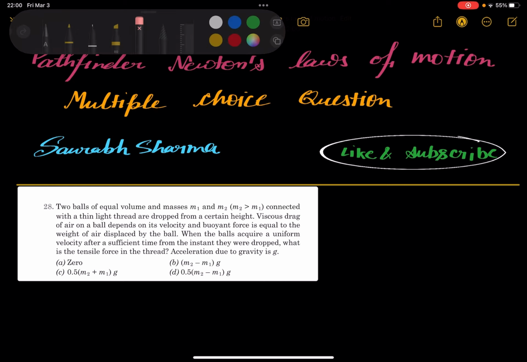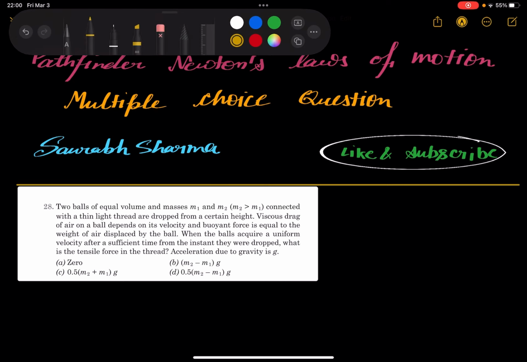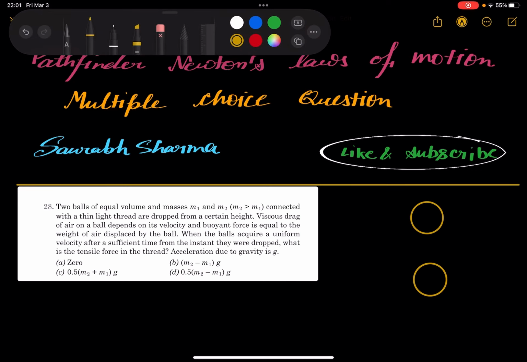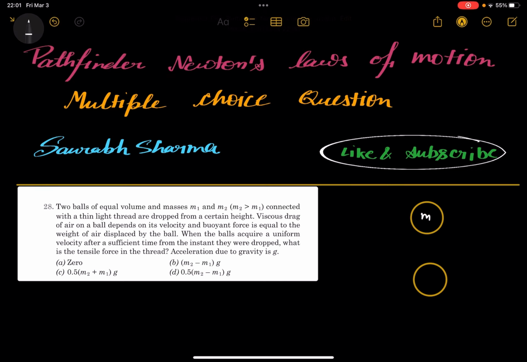Coming to the question, what is the question saying? There are two balls, one is this and the other one is this. Masses are different, so this is m1 mass and this is m2 mass. m2 is heavier, so it is coming down, and m1 is lighter.